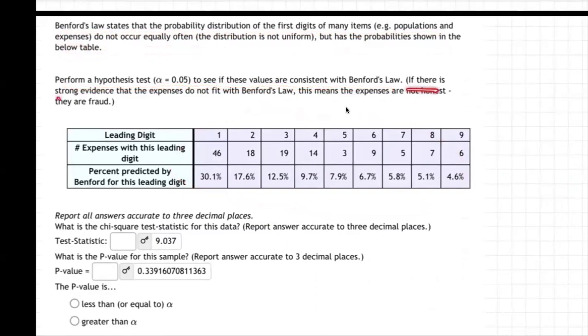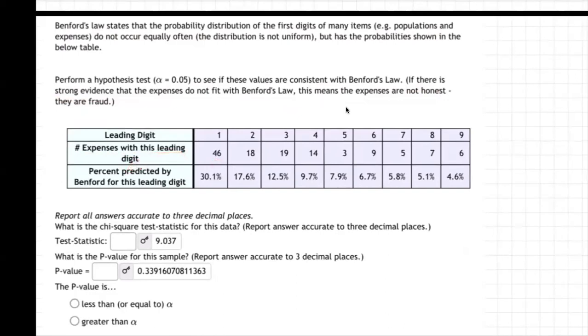If there is strong evidence that the expenses do not fit with Benford's law, this means the expenses are not honest. They are fraud. So we've got the number of expenses with the leading digit. So basically there was a list of expenses. They took some company and they took all their expenses for the last year and they took the leading digits of those expenses.